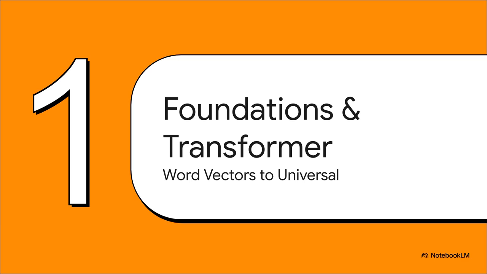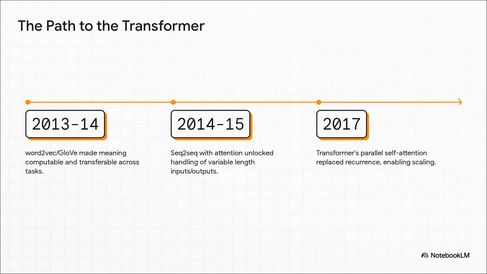Before we had these giant models that could write code and poetry, researchers had to solve a much more basic problem. How do you get a computer to understand what a word means? This is where our journey really begins. You can really see how we got here step by step.